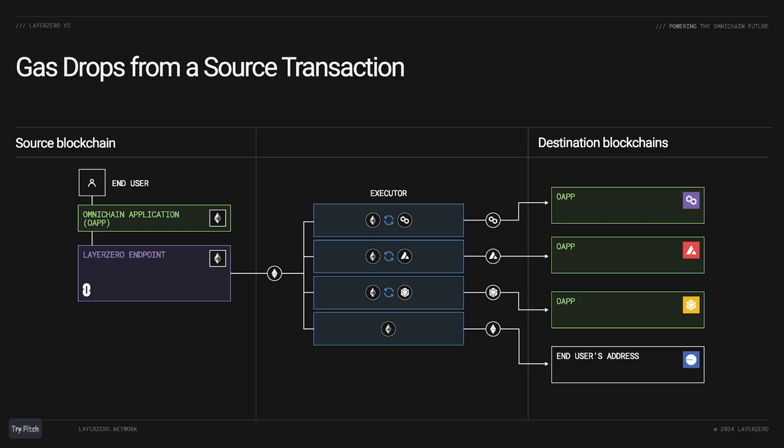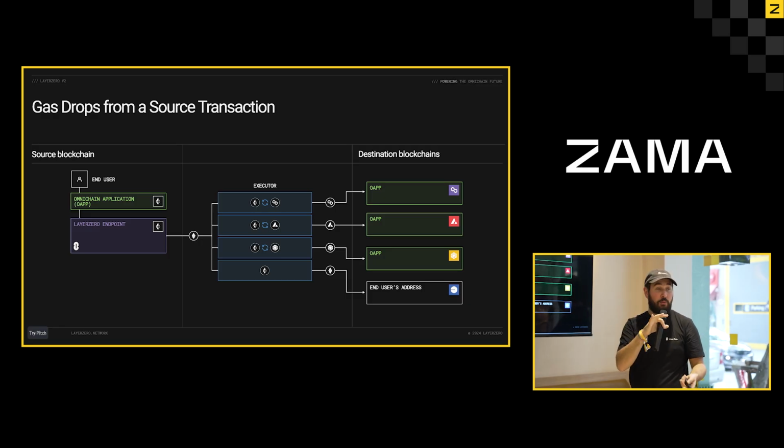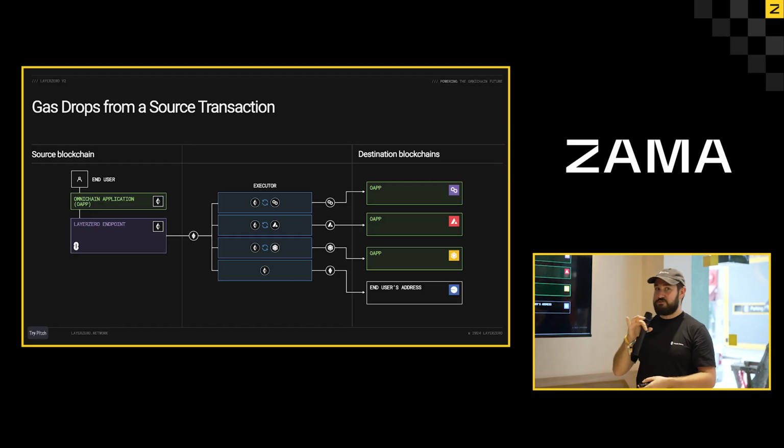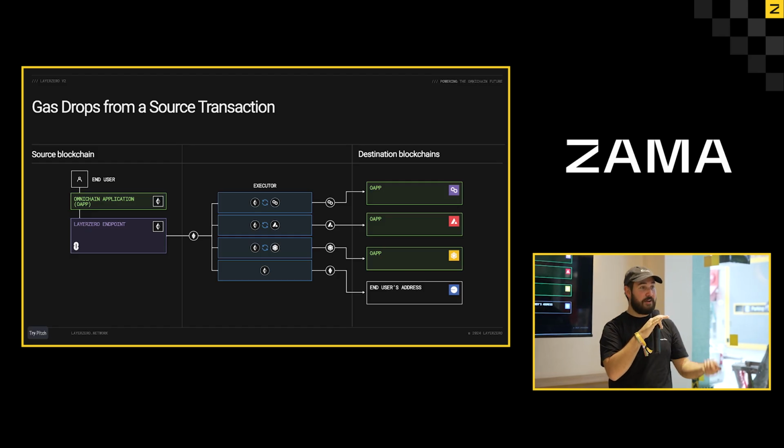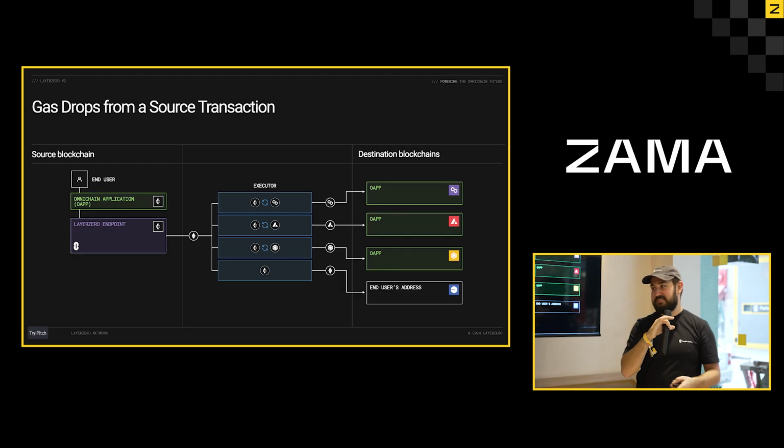LayerZero also allows for gas drops from a source transaction, meaning that as an end user, if I need to fund a wallet with a destination gas token like Matic or AVAX or BNB, I'm able to do it directly from the source chain only using my source chain gas. This is very helpful when you're trying to onboard users to a new ecosystem or when you're trying to pre-fund wallets for certain DeFi operations that you know they'll be taking on the destination chain.